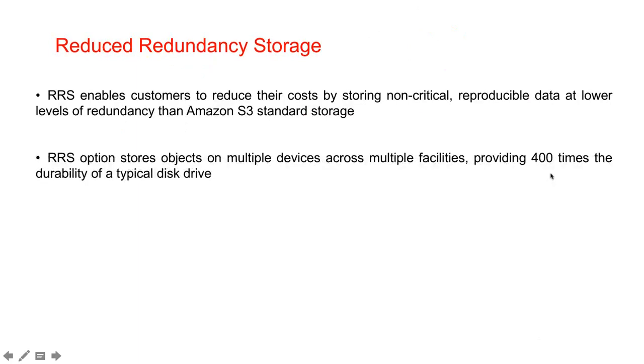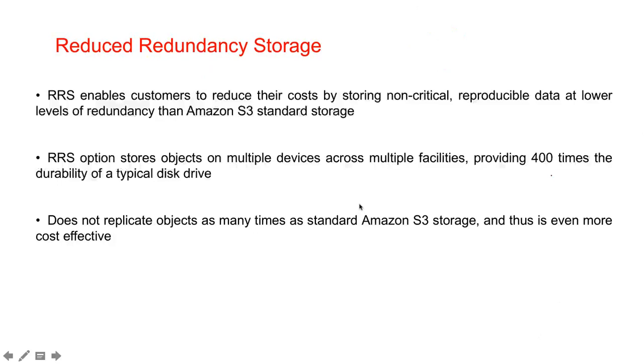RRS option stores objects on multiple devices across multiple facilities, providing 400 times the durability of a typical disk drive. Even though the RRS is not as much durable as compared to the standard storage, still the AWS claims that you get 400 times the durability of a typical hard disk that you use on your computers. It does not replicate the objects as many times as the standard S3 storage, and thus is even more cost effective.